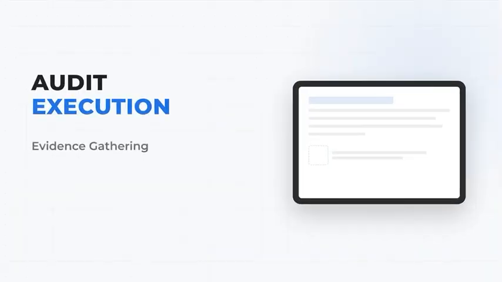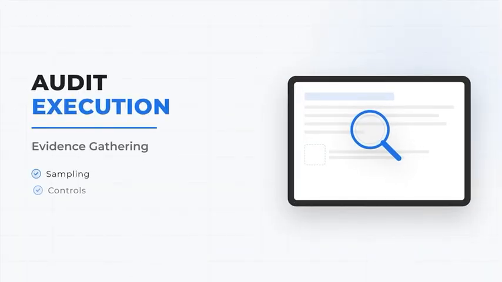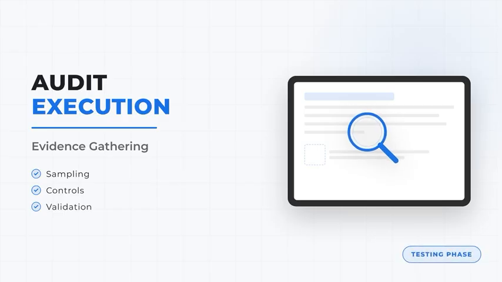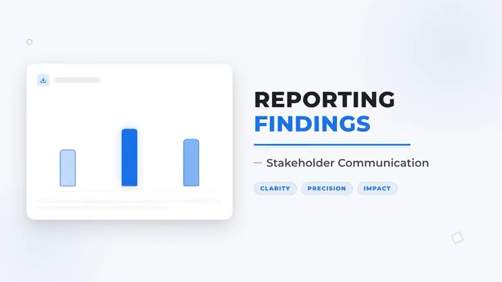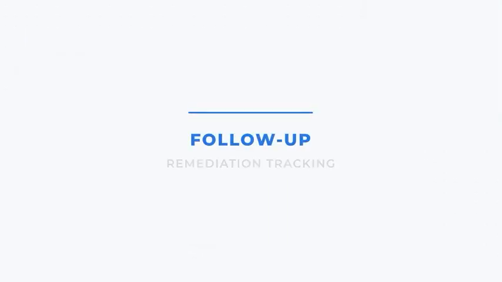Audit execution is where the actual testing happens. You'll learn about gathering evidence, sampling techniques, and evaluating internal controls. Reporting and communication are critical. An auditor must be able to present findings clearly to stakeholders and management. Finally, we have follow-up activities. This ensures that management has implemented the agreed-upon recommendations.